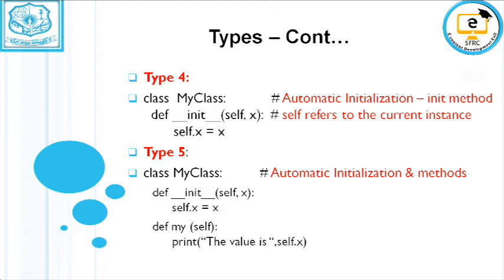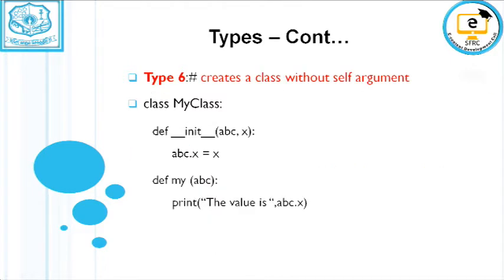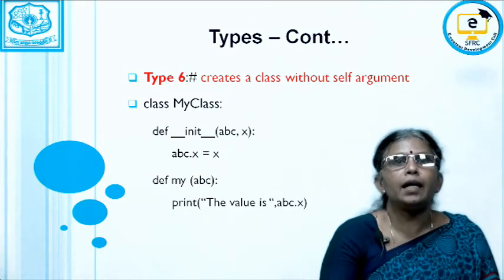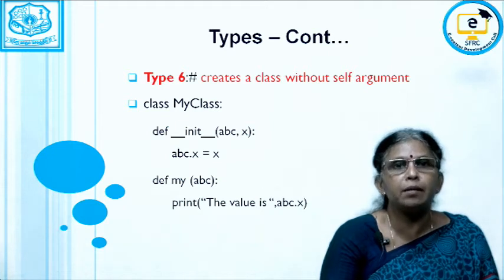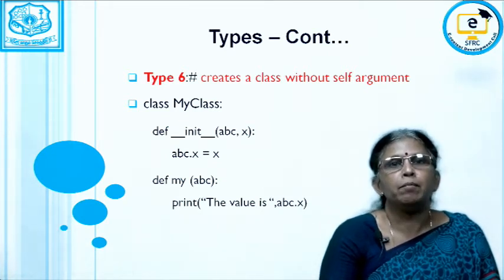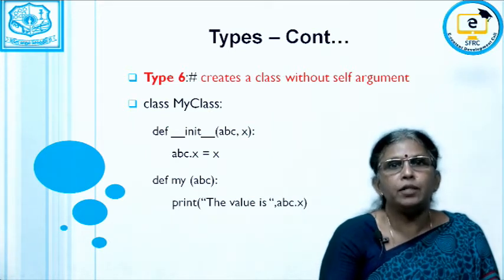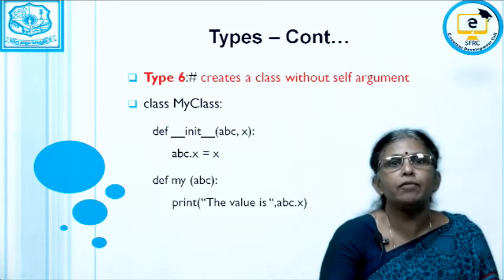The last type is type 6, which includes that you can use an argument other than self and a variable. The variable has to be preceded by the variable name. So ABC is going to be the argument which is passed instead of the self argument.